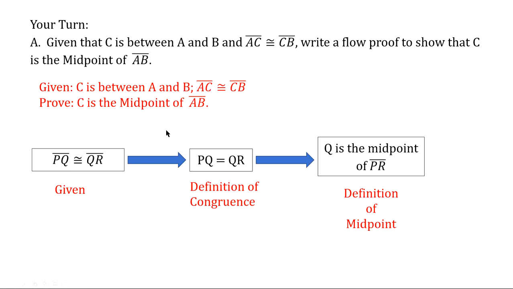So that's our given. PQ equals QR is our definition of congruence. If you have congruent line segments, then you have congruent measures. If you have congruent measures, we know then that Q is the midpoint. Or I'm sorry, I just realized that all my letters are messed up. Sorry about that. So Q, or C in this example, would be the midpoint because of the definition of the midpoint. So wherever you see a P, think A, and wherever you see an R, think B, and then the proof works. Sorry about that. Didn't realize that as I was putting it together.